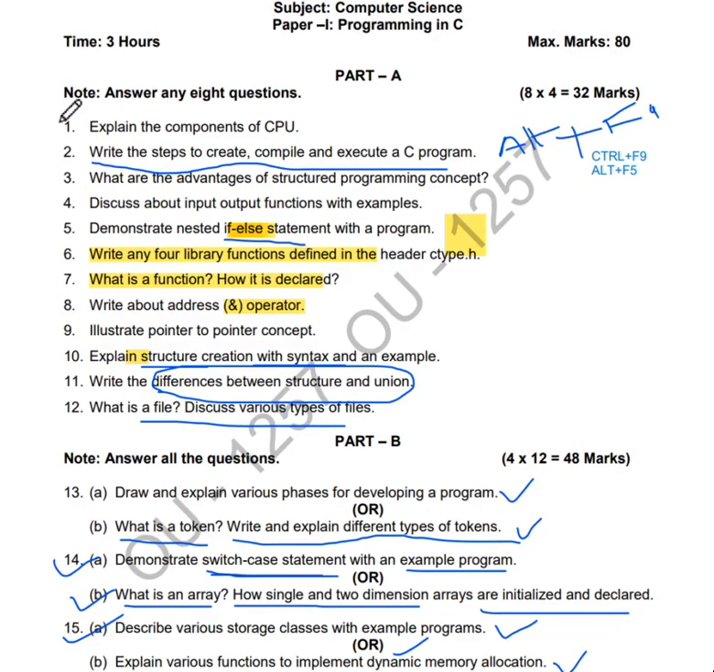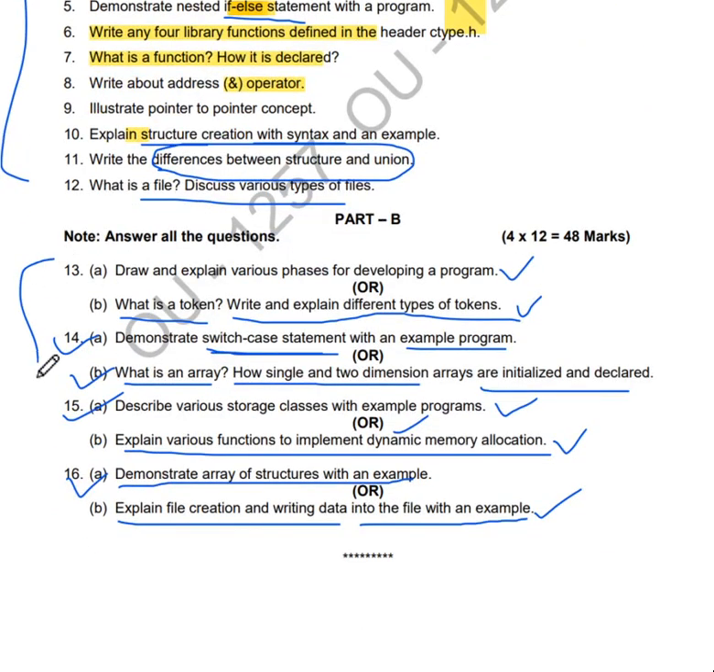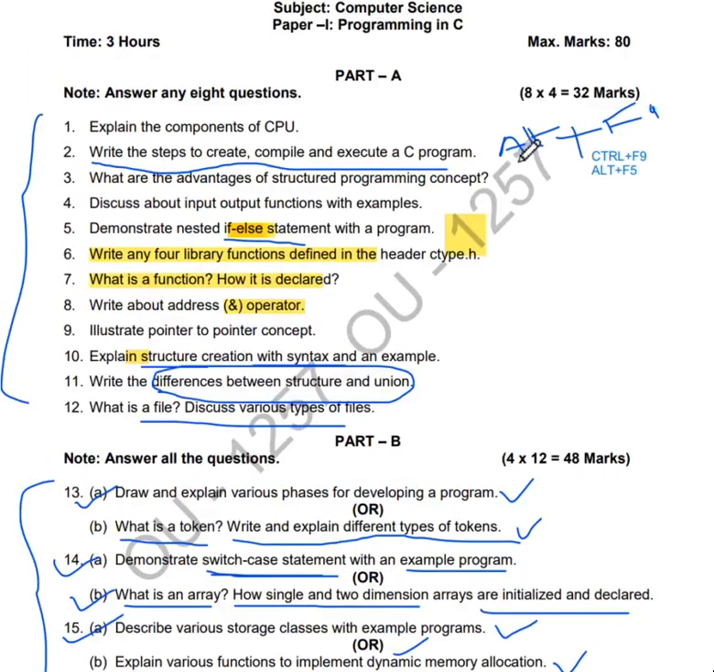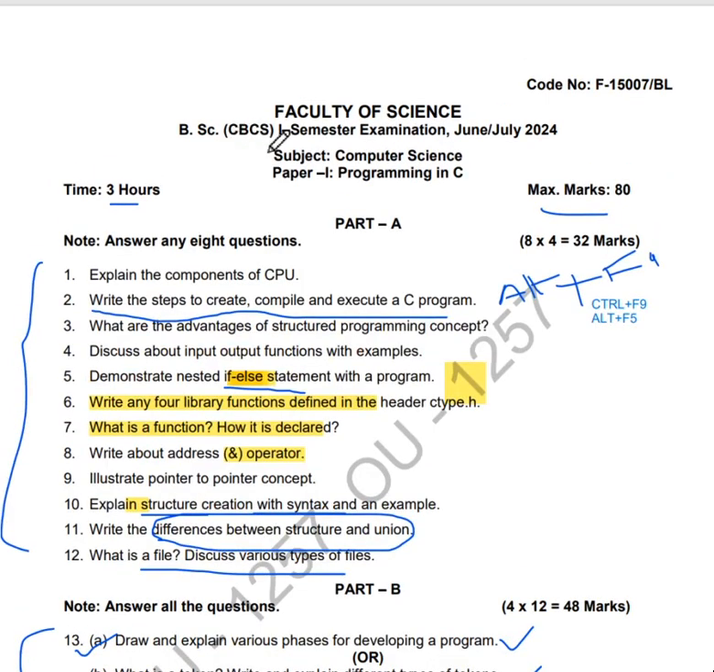These are very easy. Out of these 12, at least you have to write 8, and out of these, choice is also there. You have to write exactly what you know. Which answer you know, those you have to attempt. Total 80 marks paper, 3 hours exam. This is a BSc CBCS first semester examination, Osmania University. Thank you. All the best.